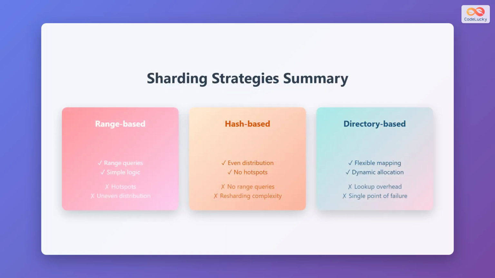Let's compare the sharding strategies. Range-based sharding supports range queries and has simple logic, but may suffer from hotspots and uneven distribution. Hash-based sharding ensures even distribution and avoids hotspots, but does not support range queries and has resharding complexity. Directory-based sharding offers flexible mapping and dynamic allocation, but introduces lookup overhead and a single point of failure.